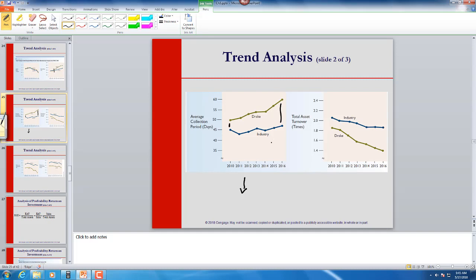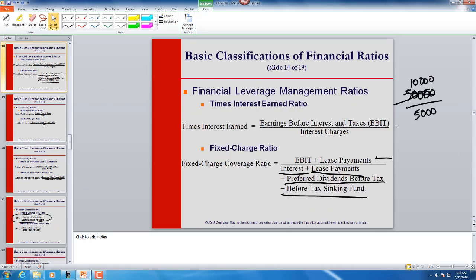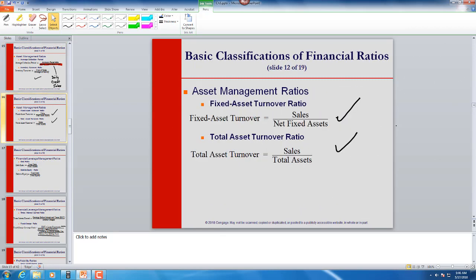Now, all this higher debt ratio and average collection period, that means giving better credit terms to your customers. All this would work out if you're actually making more profit or if you're able to sell more. Obviously not, because of the industry sales, total asset turnover. What is total asset turnover? You remember turnover ratios. What was total asset turnover? Here. Sales by total assets.